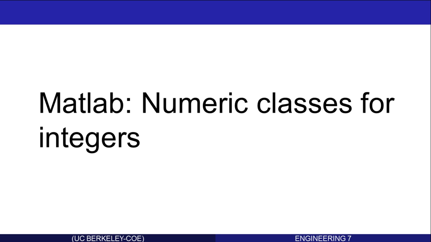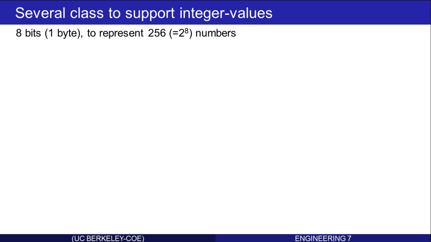MATLAB has some special numeric classes just to store integers. The smallest uses 8 bits, or 1 byte, to represent 2 to the 8 numbers, 256 numbers. The range of int8 is -128 to 127, while the range of uint8 is 0 to 255. U stands for unsigned. So this is an 8-bit integer and an unsigned 8-bit integer.